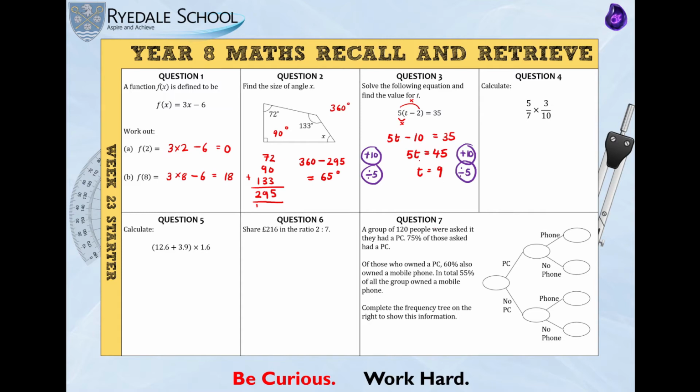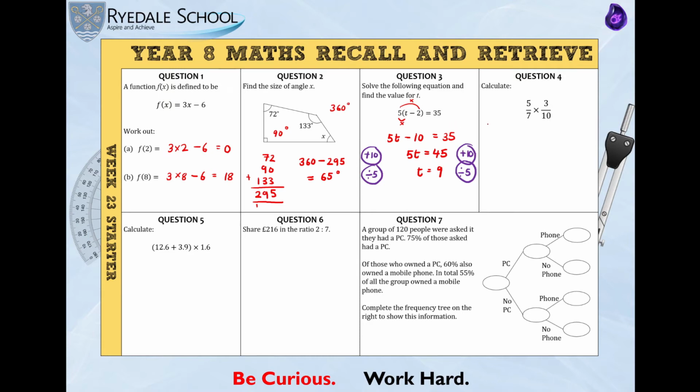Remember, you can check an equation by substituting back in. If t is 9, do the bracket first. 9 take away 2 is 7. 5 times 7 is 35. You know you've got it right.